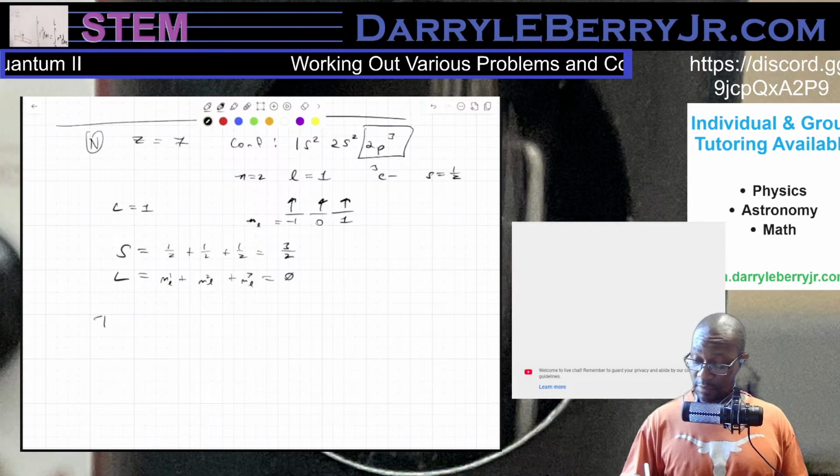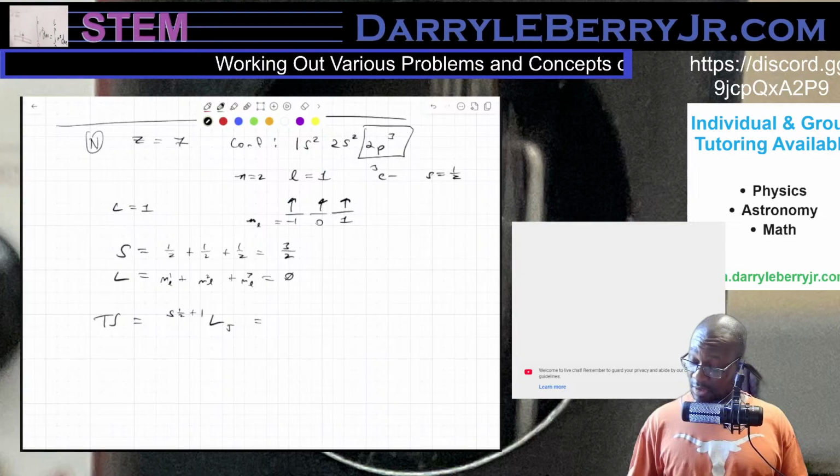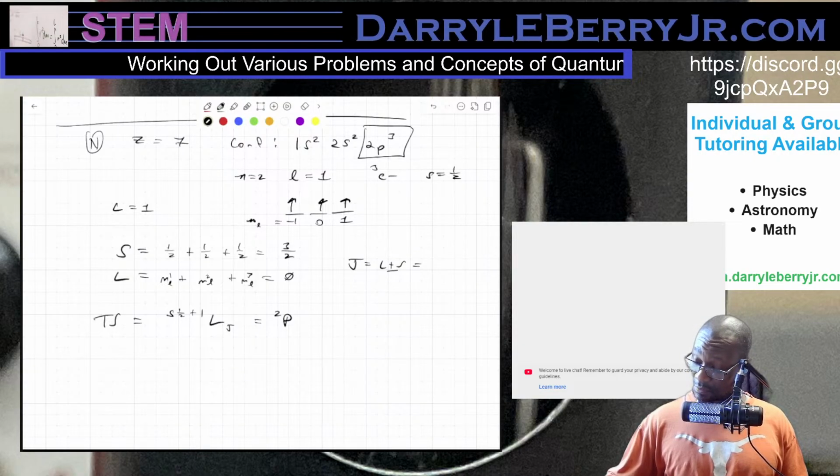So the term symbol is still S, 1/2 plus 1. The letter for L, J, which is going to be 3/2 plus 1/2. That's 4/2. So it's going to be 2. L is P. And J equals L plus minus S equals, oh, it's just 3 over 2.